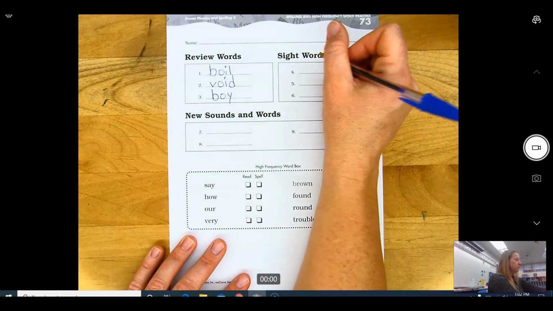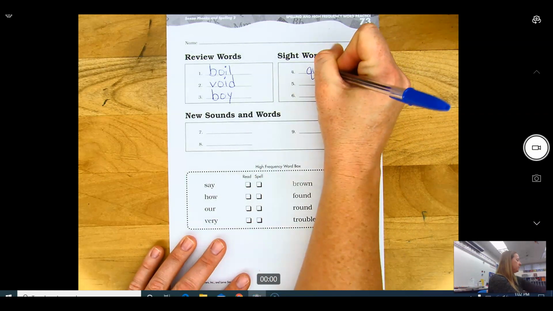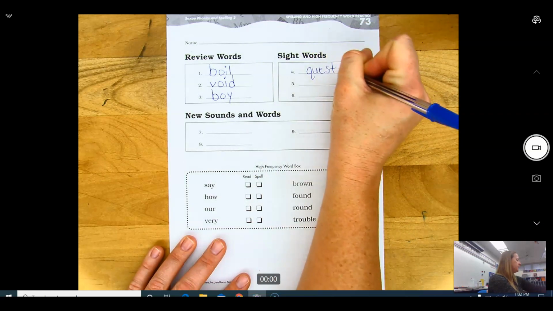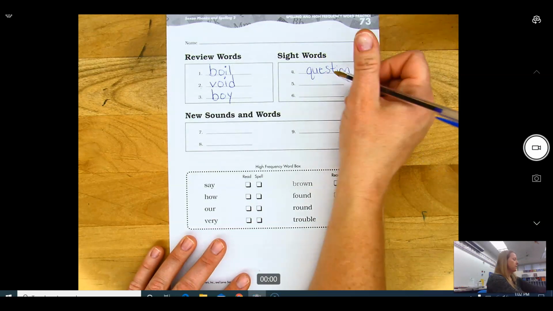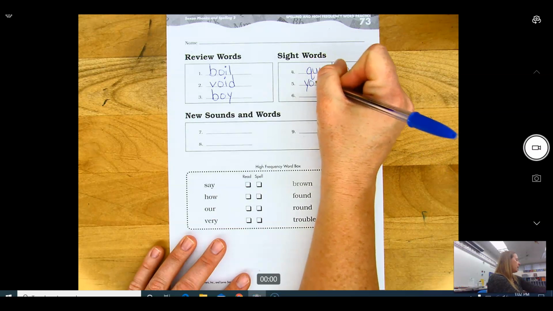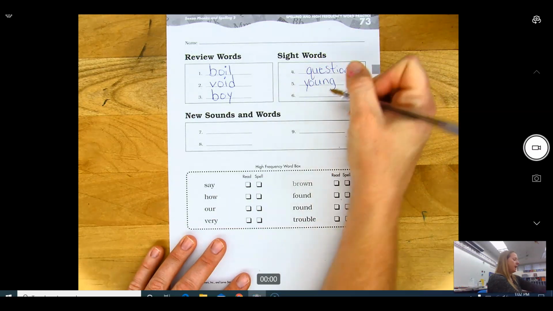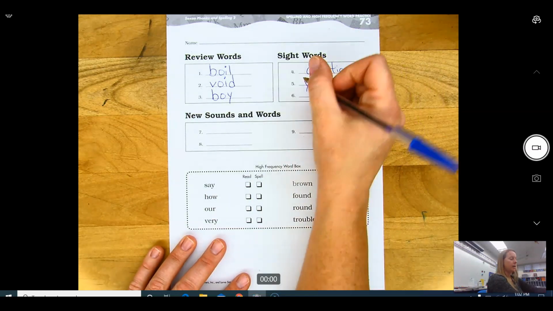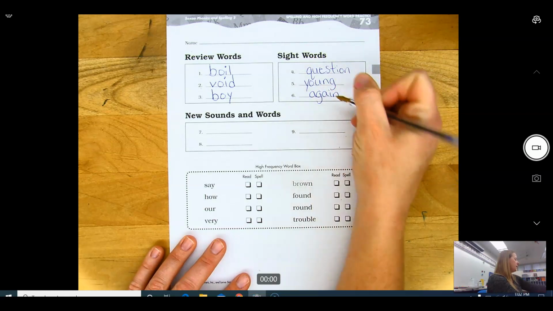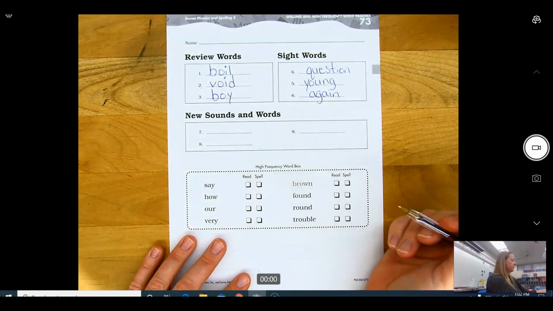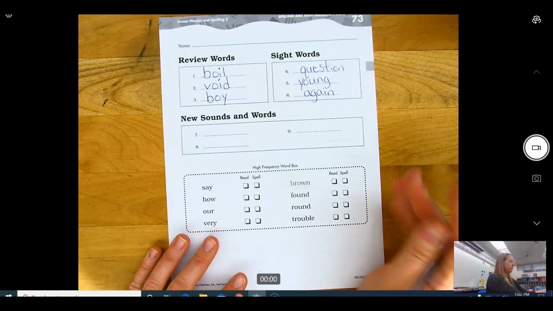Sight words, question, Q-U-E-S-T-I-O-N. Number 5, young, Y-O-U-N-G. And number 6, again, A-G-A-I-N. Make sure you're reading and spelling these high frequency words.